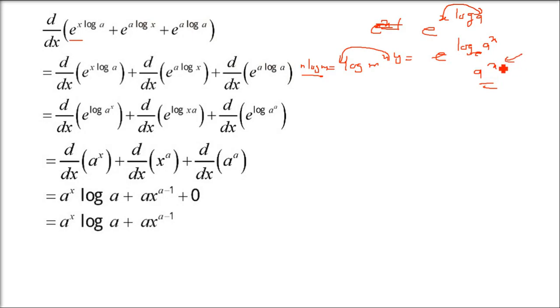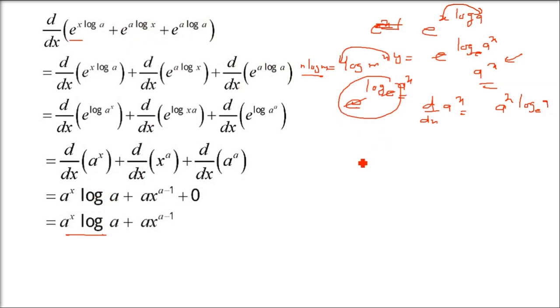We are going to use the final result. Let me tell you again: e raised to x, base is e. Whatever is here, e and log you can cancel. Only a to the power x will remain. So d by dx of a to the power x eventually you have to do, and that is a to the power x log a, base is e. This is the first one.